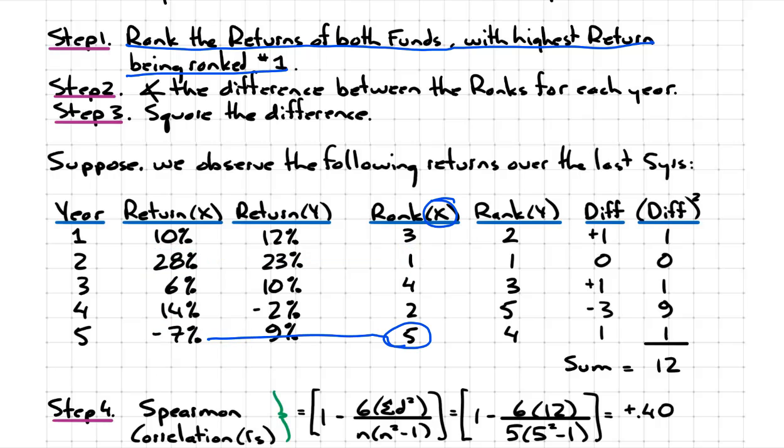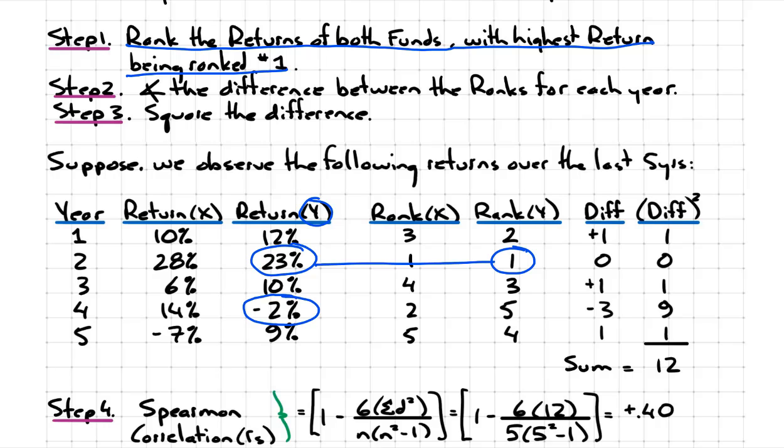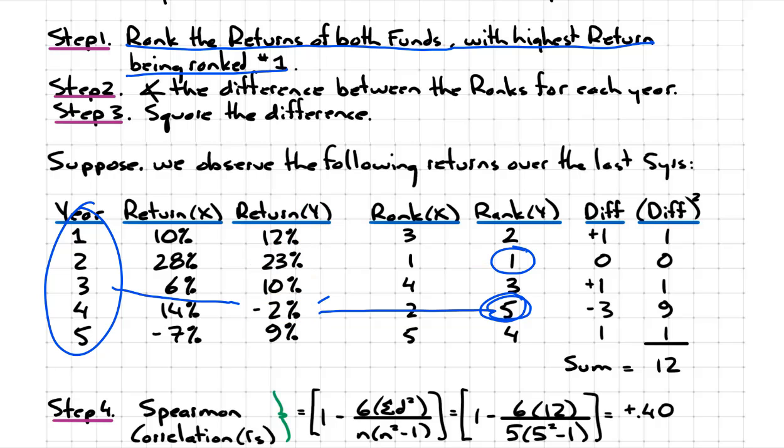We do the same thing for fund Y. Here's the highest return, so again, year 2 gets ranked number 1 for hedge fund Y. And the lowest return is right there, in year 4. So this gets ranked 5, because of all the five years' worth of data, this -2 was the last best performer. In other words, it was the worst performer. So there's your step 1, ladies and gentlemen.